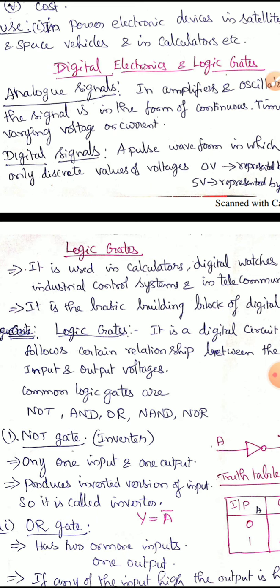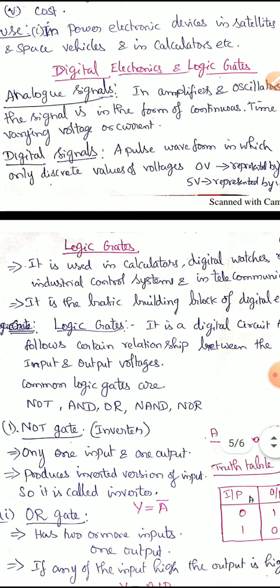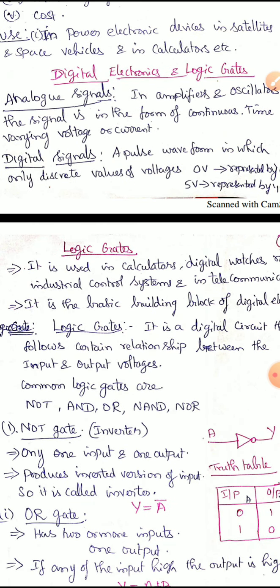What is meant by analog signals? It means we have a continuous form of signal, that is time varying voltage or current. In amplifiers and oscillators, we are using signals in the form of continuous ones. Okay, this is the analog signal.